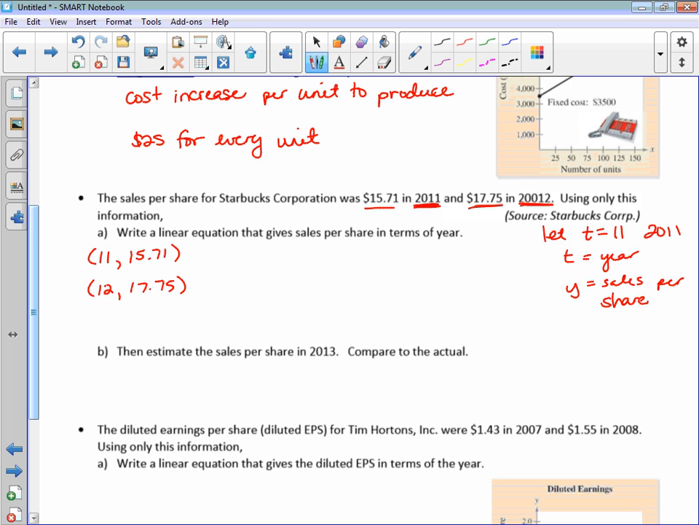All right, so our slope. We're going to do 17.75 minus 15.71 over 12 minus 11. What do we get? 2.04. Okay, 2.04.